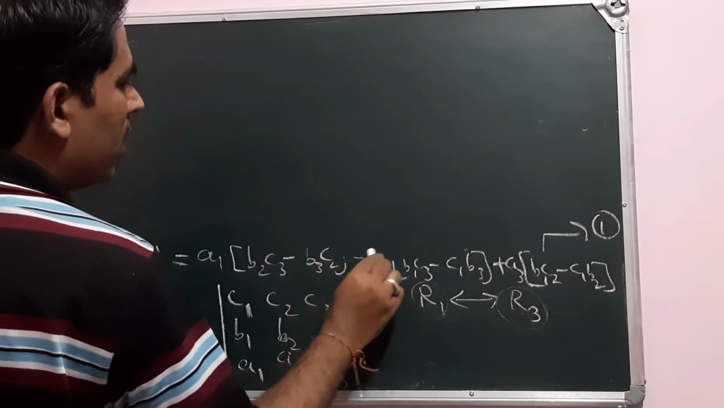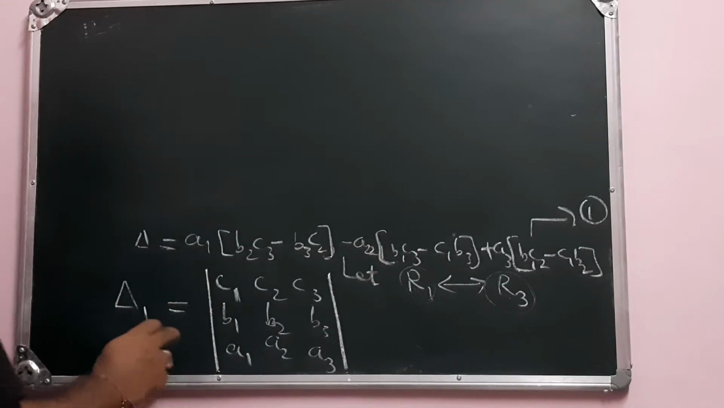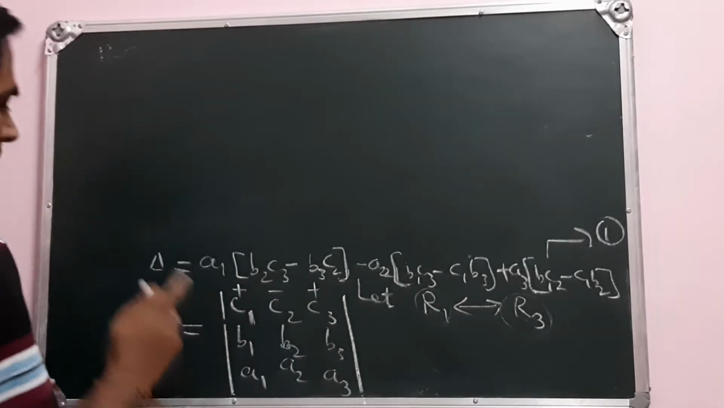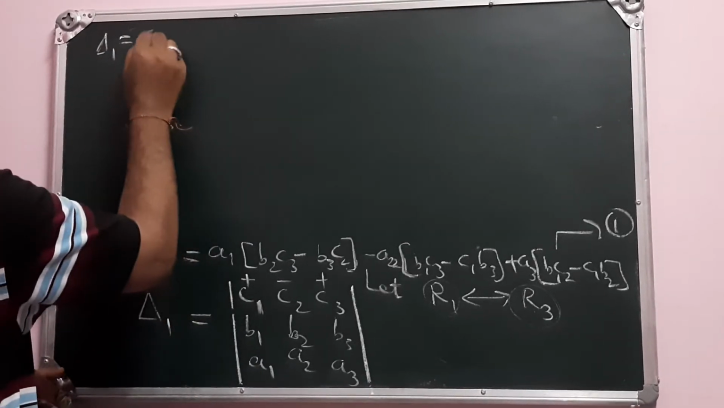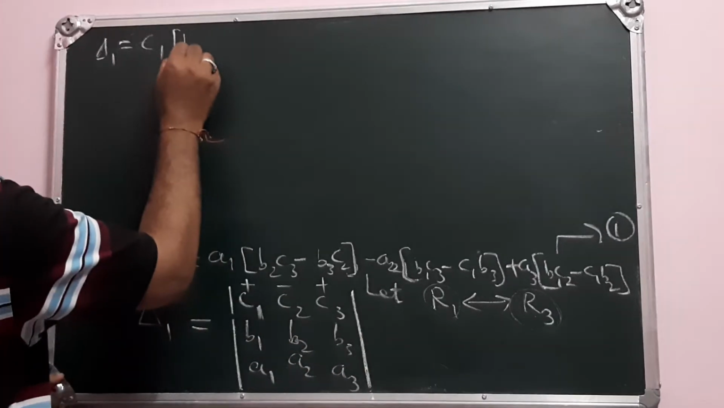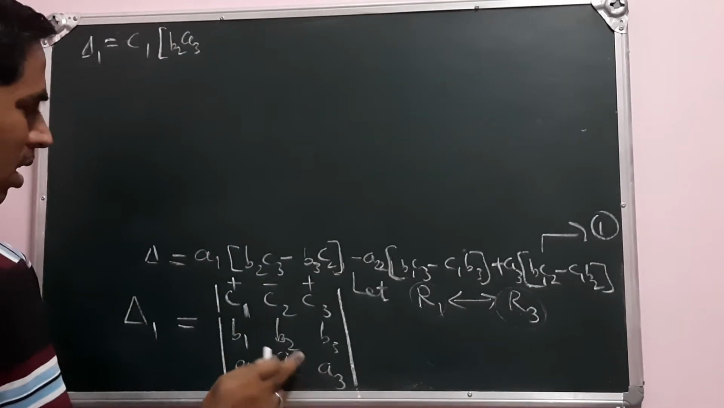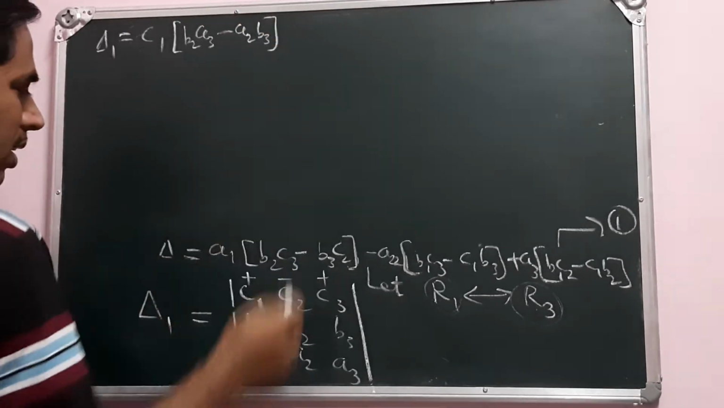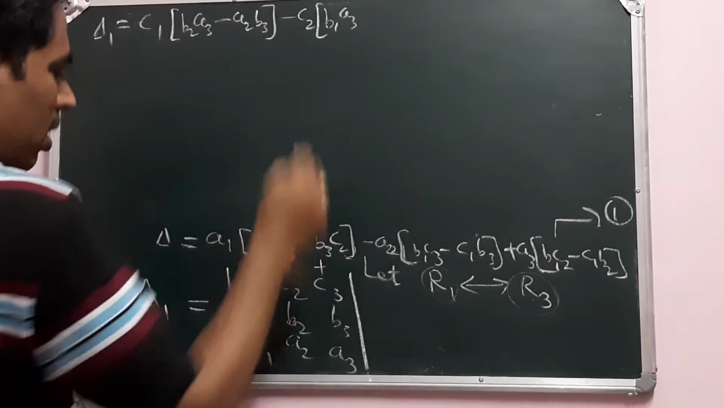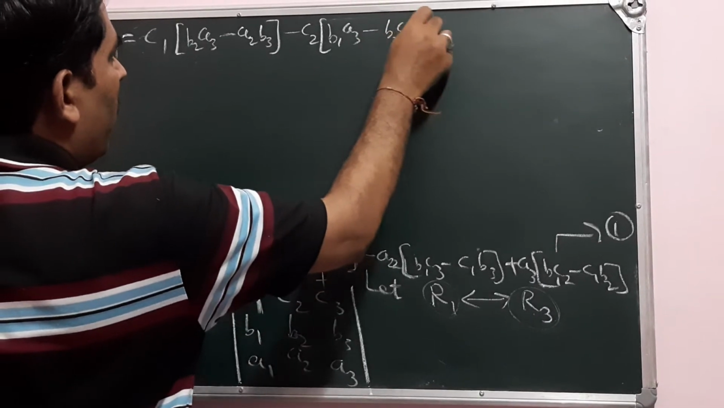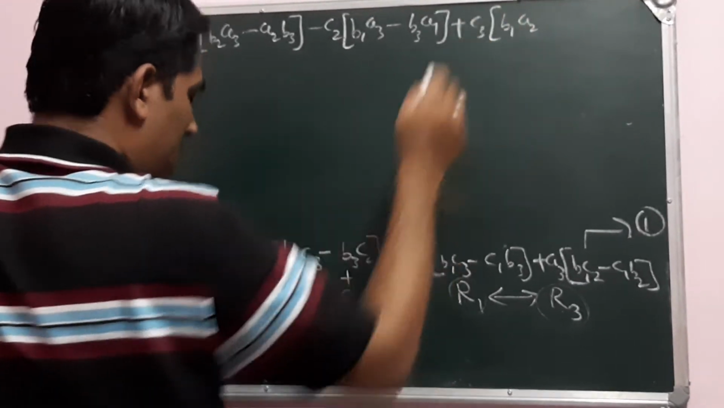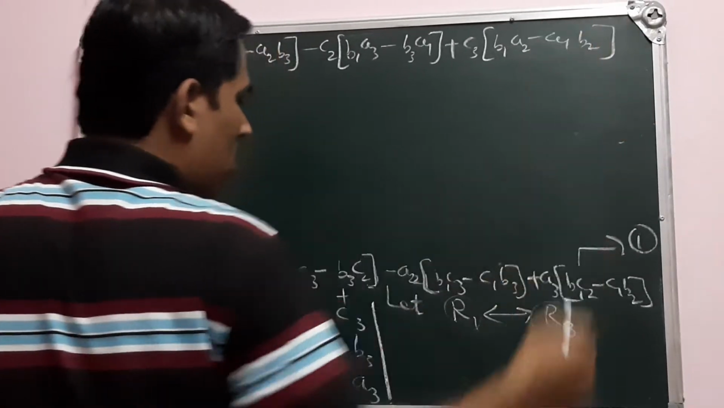Okay, let us expand this delta 1. So I will show here delta 1 is equal to C1 into, with the normal procedure, leave this row and this column, so I will get B2 A3 minus A2 B3, then minus C2 into this row and this column, so B1 A3 minus B3 A1, then the last element is C3, so use this column and this row, so B1 A2 minus A1 B2. Okay, this is the expansion of this.